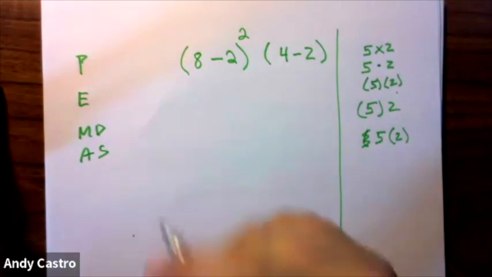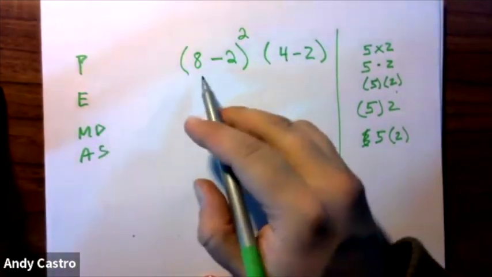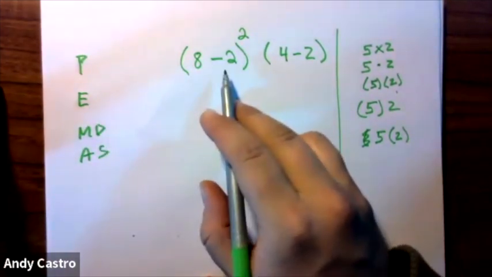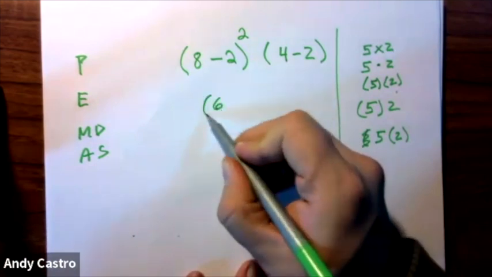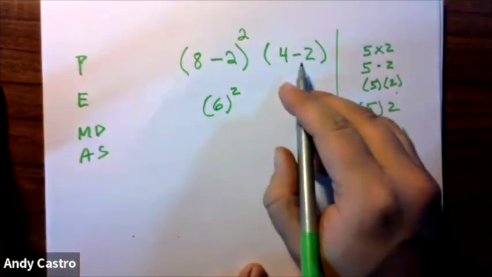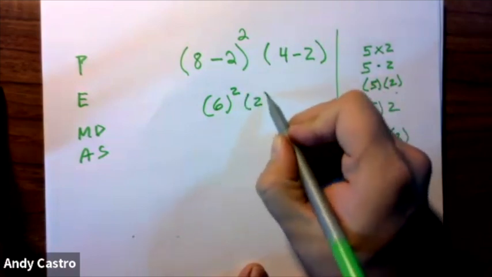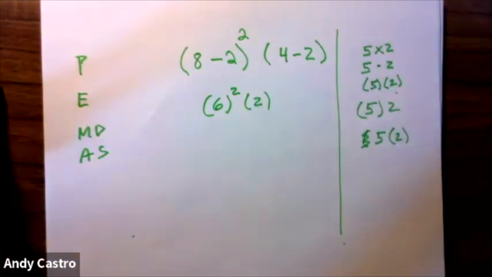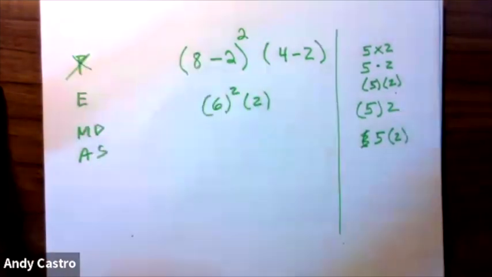So if we remember our order of operations, we do what's in parentheses first. So inside this parentheses is 8 minus 2. So that gives me a 6. And inside this parentheses is 4 minus 2. And that gives me a 2. All right, so we're done with parentheses.